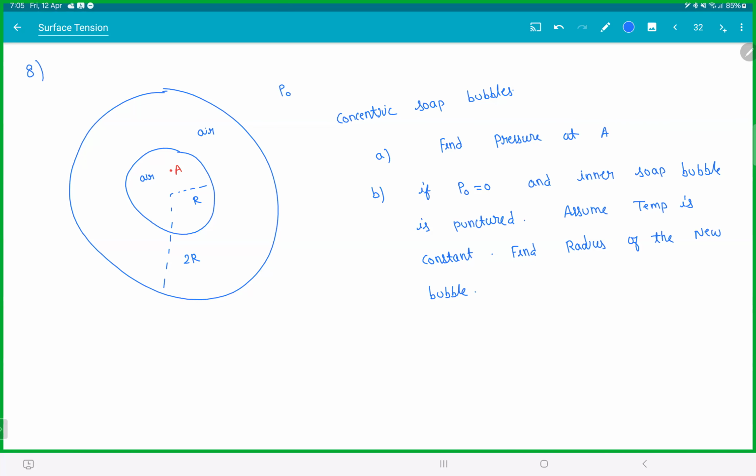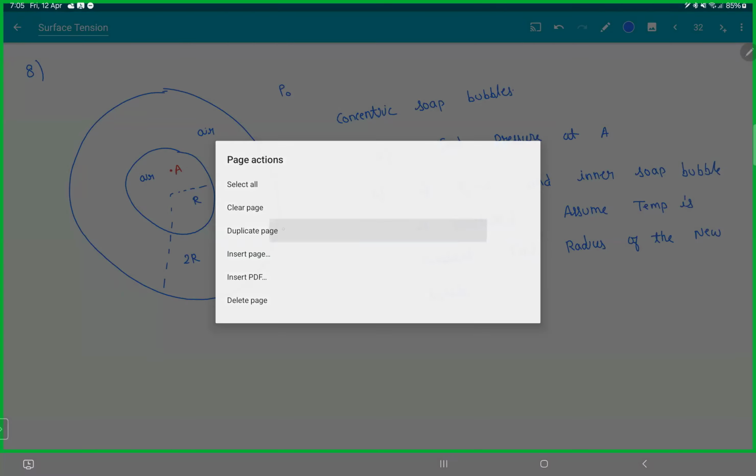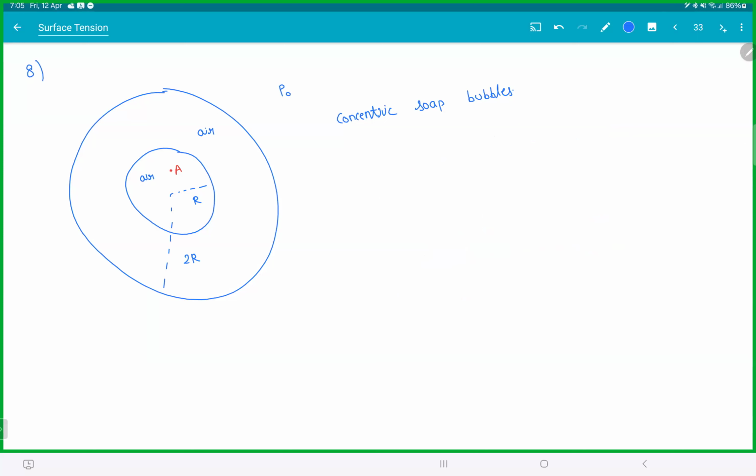How do you do that? So the first part is easy. The pressure here would be P naught plus 4S by radius. Radius is 2R. So remember, the pressure at A is always, if I call this point B, the pressure inside is always pressure outside, P naught plus 4S by radius. Pressure at A will be pressure outside, that is P naught plus 4S by R, which is P naught plus 6S by R.